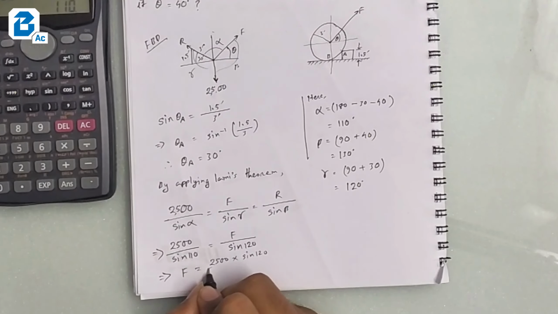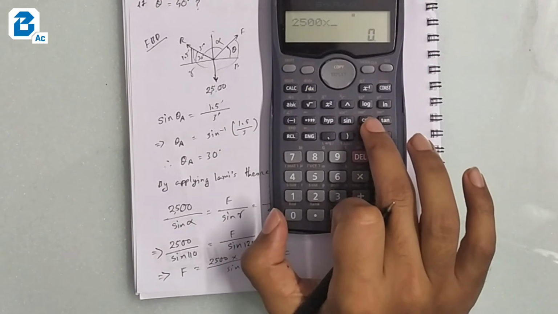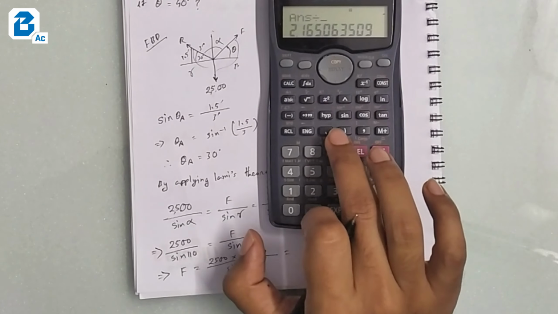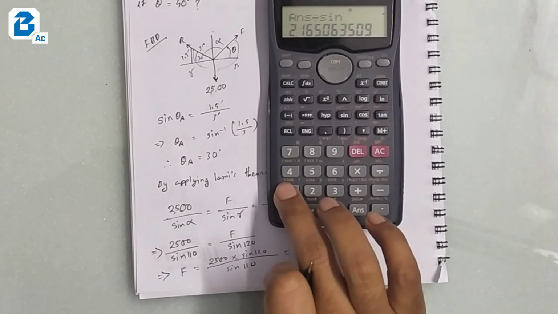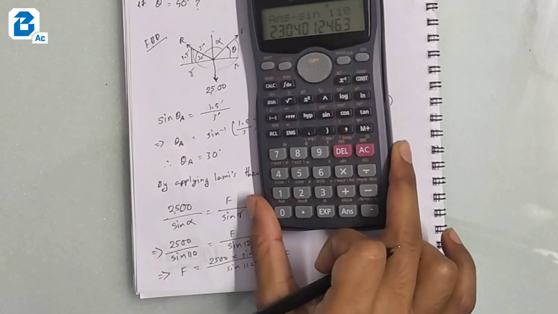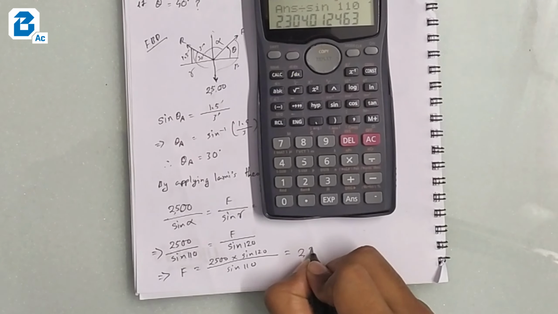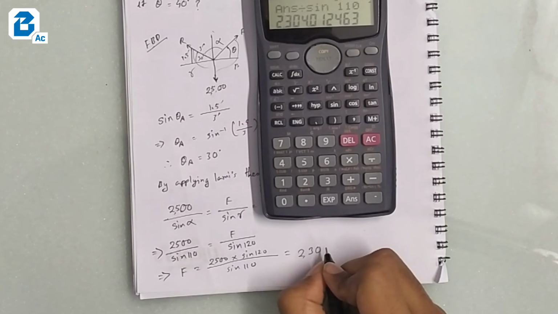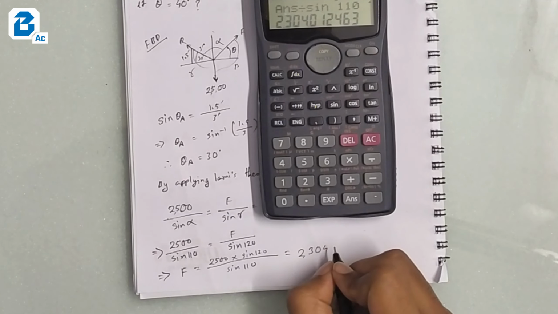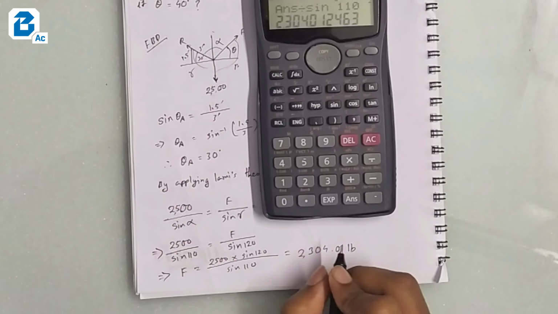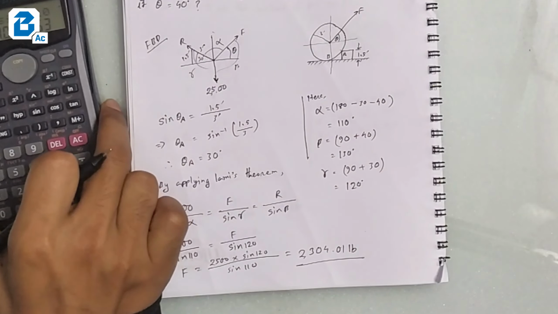we get 2500 into sine 120 divided by sine 110, we get 2304.01 pound. And this is the answer for this problem.